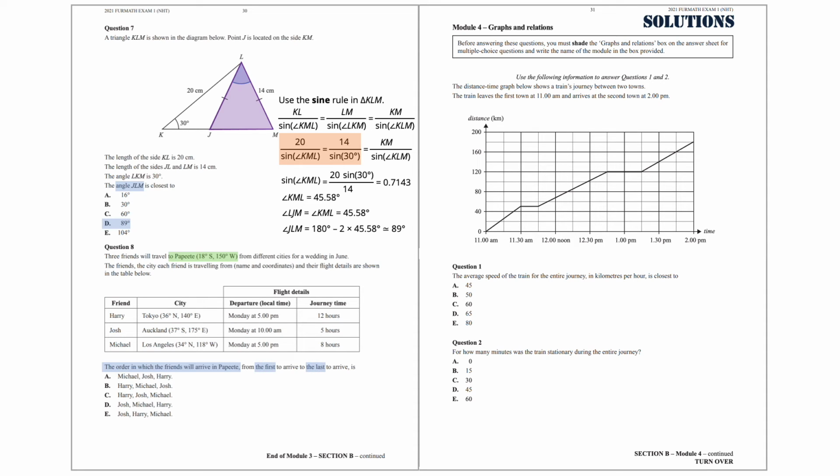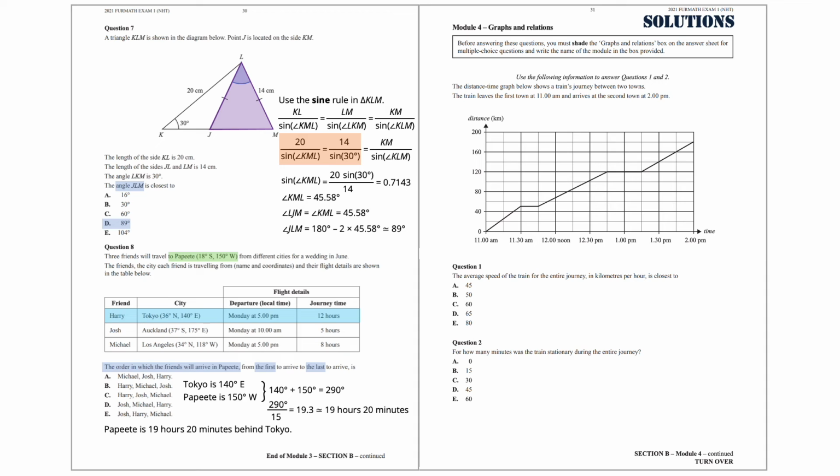We are going to start with Harry, who travels from Tokyo on a longitude of 140 degrees east to Pepite, which is 150 degrees west. The difference between these two places is 140 plus 150 equals 290 degrees. We divide this by 15 and that gives us a time difference of approximately 19 hours and 20 minutes. So Pepite is 19 hours and 20 minutes behind Tokyo.